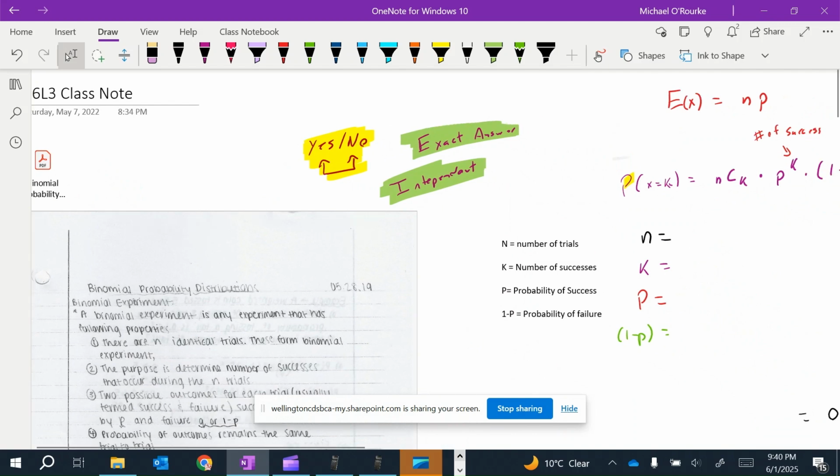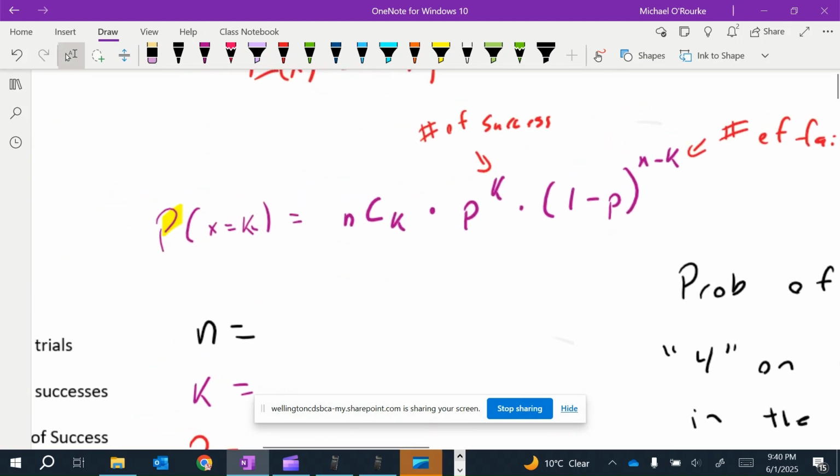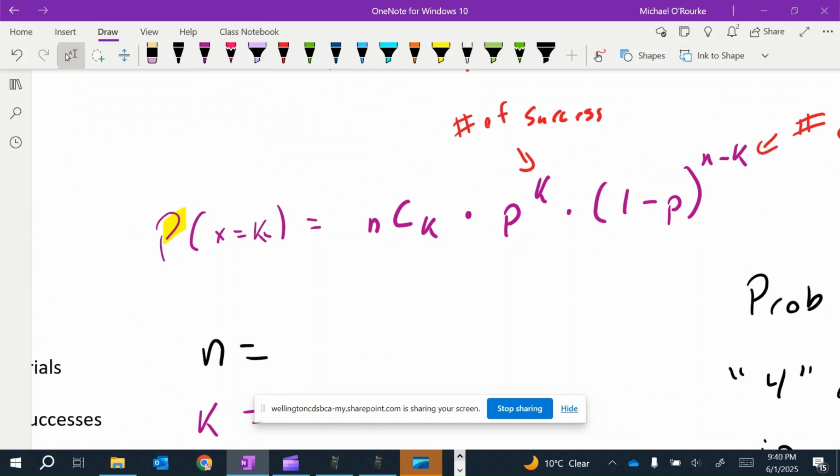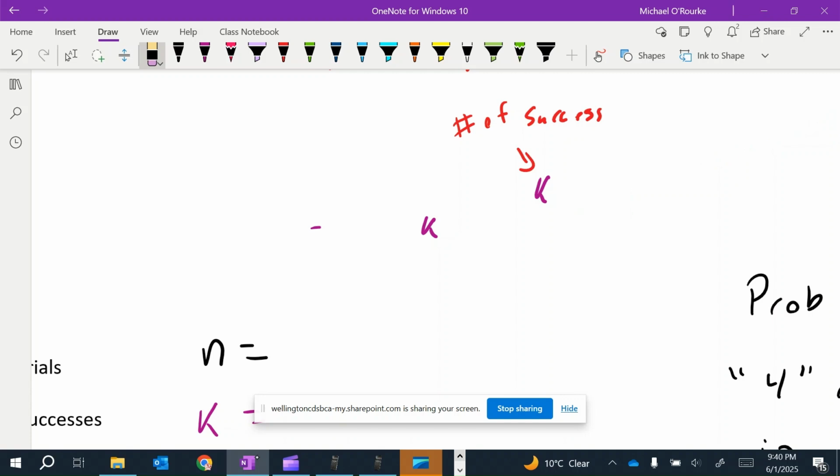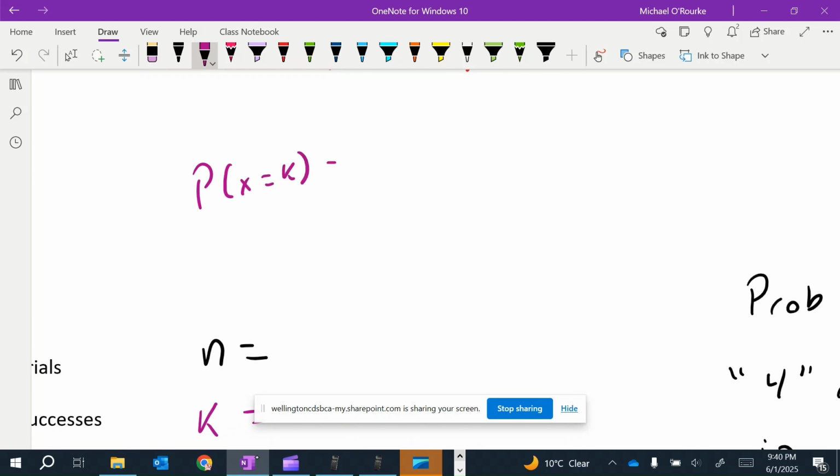Okay. So the binomial formula is right here. Let's just rewrite it all. This is the third time I've made this video, unfortunately. So probability of x equals k, that just means what you're looking for, is nCk times p to the power of k times 1 minus p to the power of n minus k.